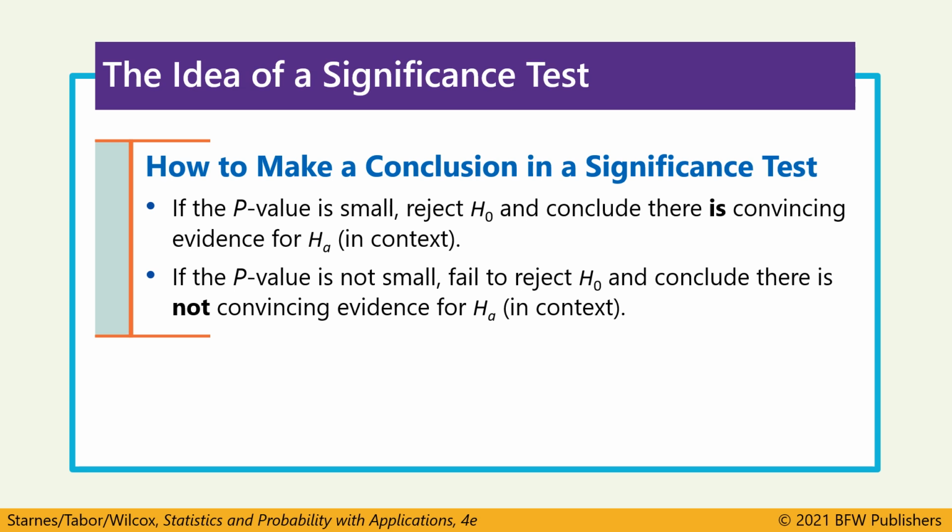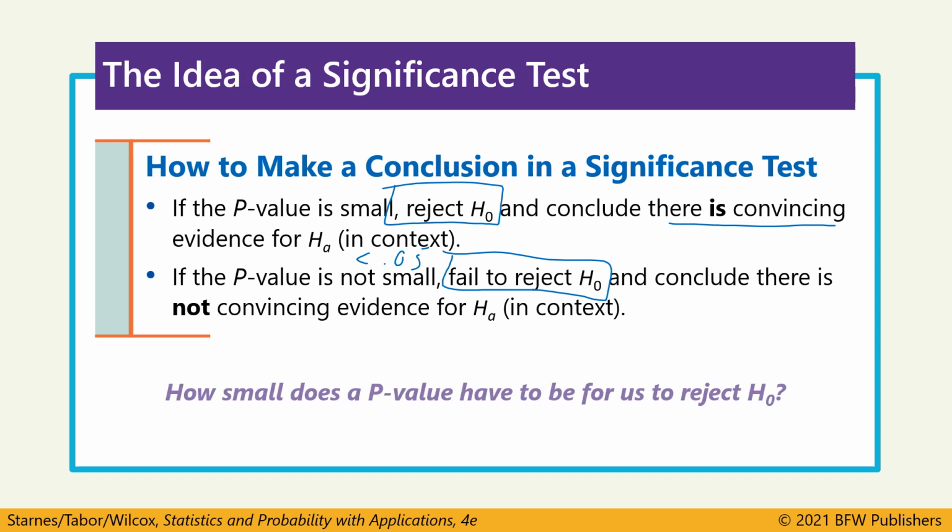So to summarize, if a p-value is small, we're going to use that to reject the null hypothesis and throw it away and conclude that there is convincing evidence for the alternative hypothesis. If the p-value is not small, if it's not less than 5%, we're going to fail to reject the null hypothesis and conclude that there's not convincing evidence in support of that alternative hypothesis. And we're going to write these answers in context, meaning that we'll write them about whatever the problem is about.